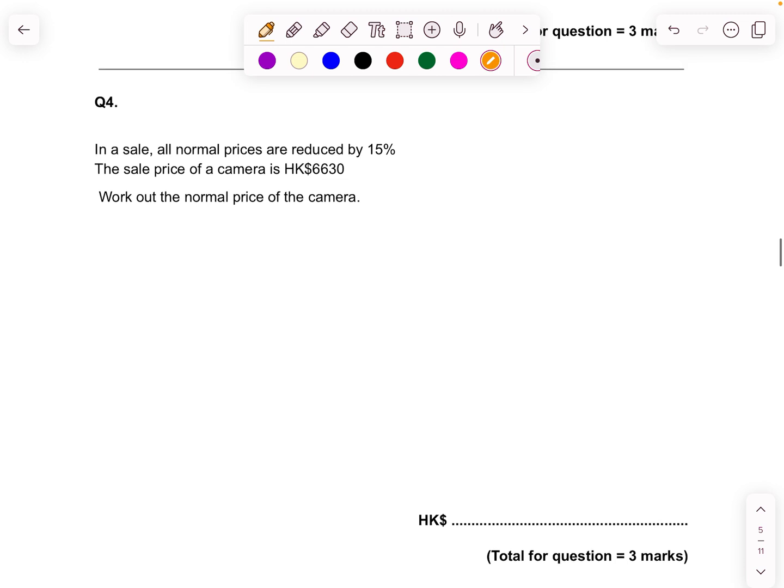Question 4. So we know that a camera has gone on sale. We know the sale price. But it says work out the normal price of the camera. So this is a reverse percentage question. We know that it was reduced by 15%, so 100% take away 15% gives us 85% in total. Turn that into a decimal by dividing by 100, which gives us 0.85.